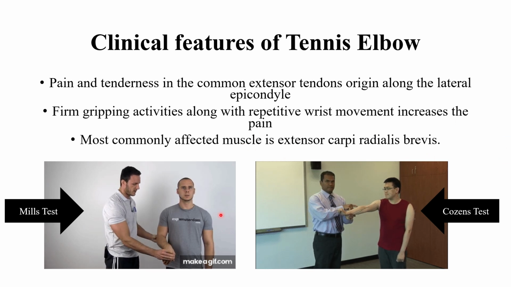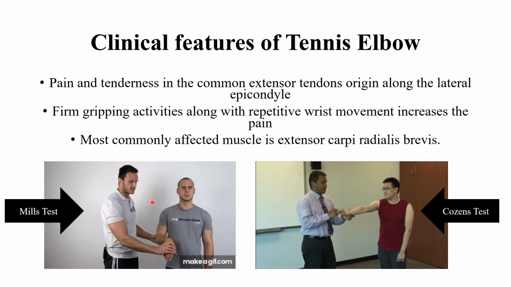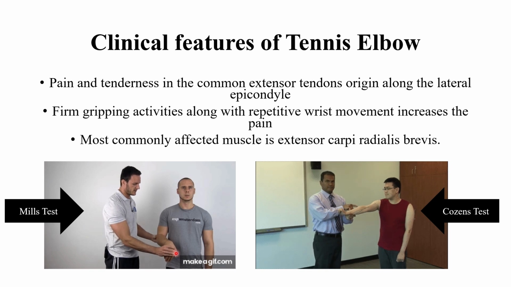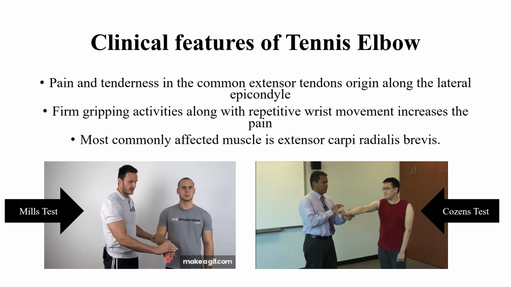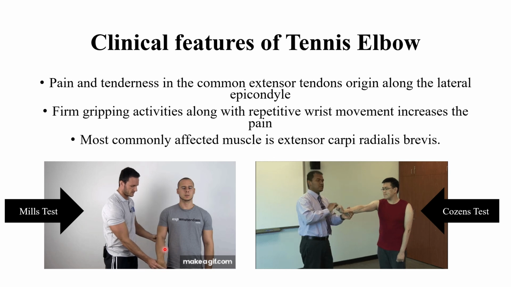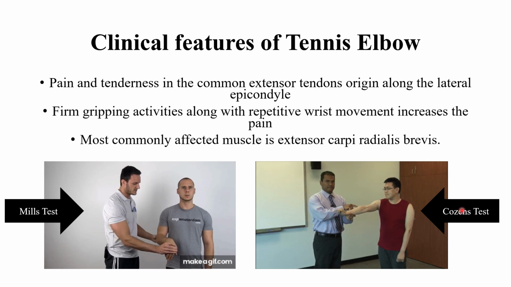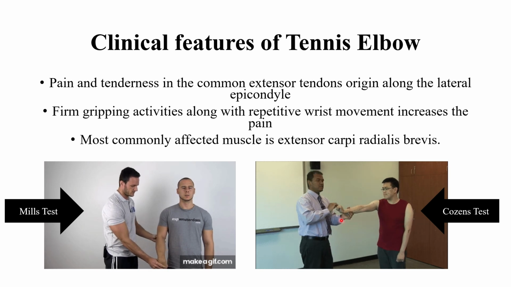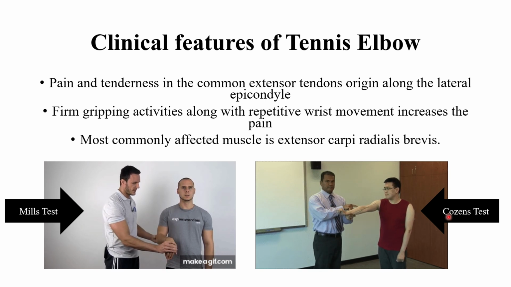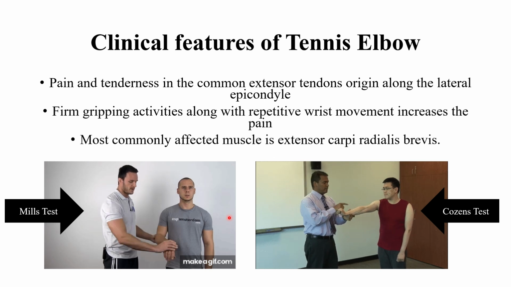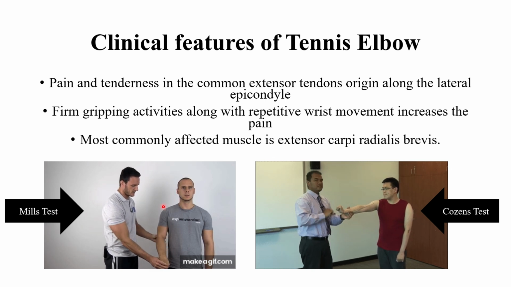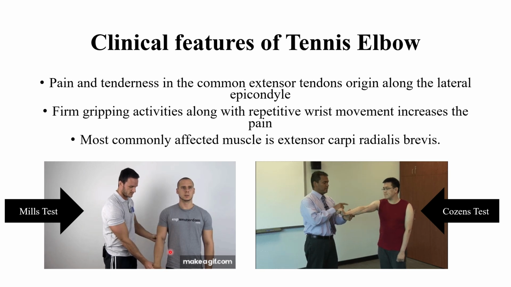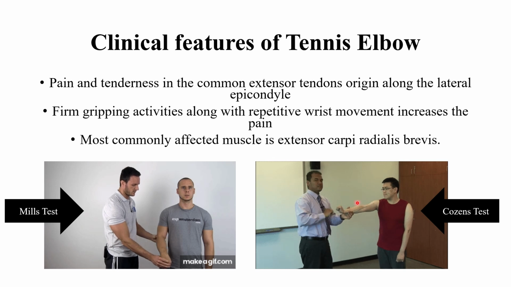Now there are two tests being performed here in the images. One is the Mills test, which involves stretching of the extensors, where the wrist is flexed first, followed by extension of the elbow, causing a stretch maneuver. The other one is Cozen's test, where the person applies a resistance and asks the patient to contract the extensors. Both tests are diagnostic of tennis elbow if the pain is specifically generated around the lateral epicondyle while performing either the stretch maneuver or the contraction with resistance maneuver.